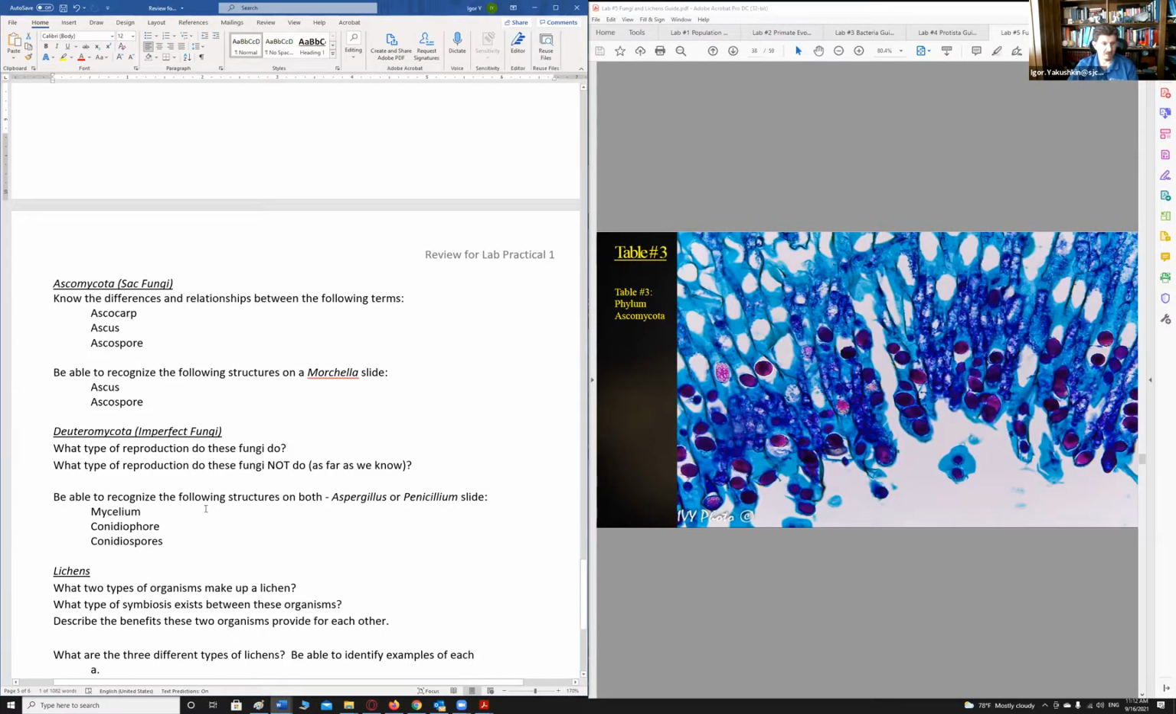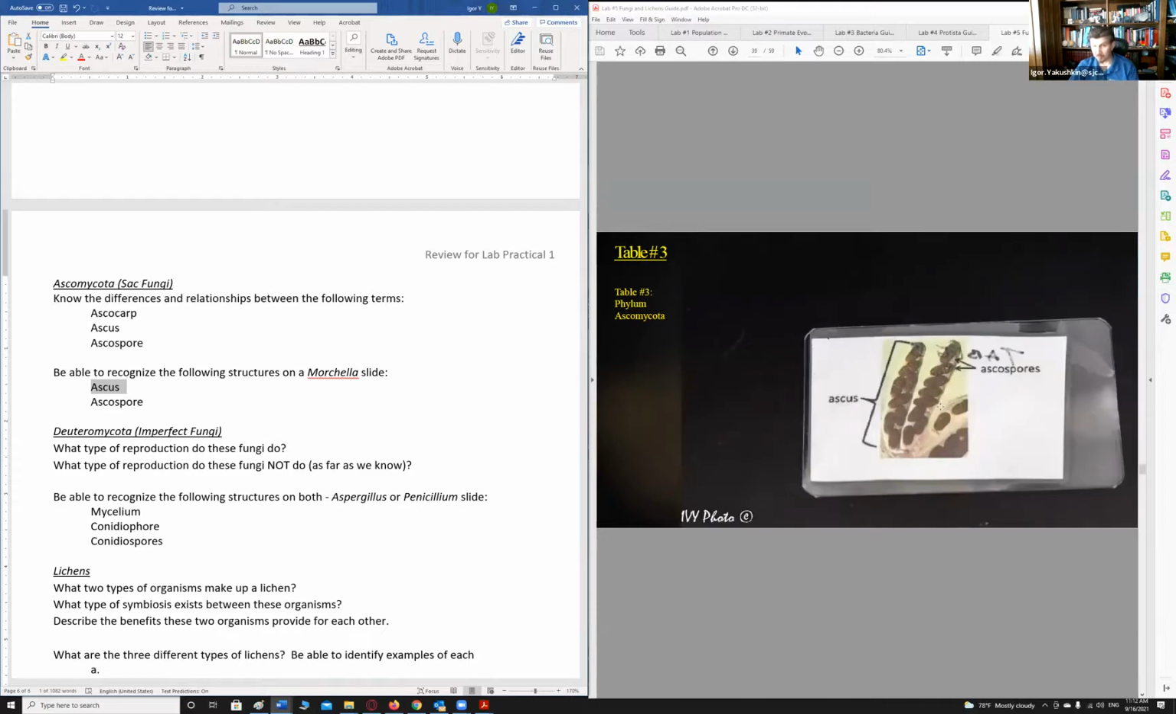So in this particular case, be able to say what type of reproduction those fungi do. That's sexual reproduction. Here we have Morchella, yeah, ascus. Ascus is the whole structure, and ascospore is one of those round purplish things. All of the spores are haploid once again.